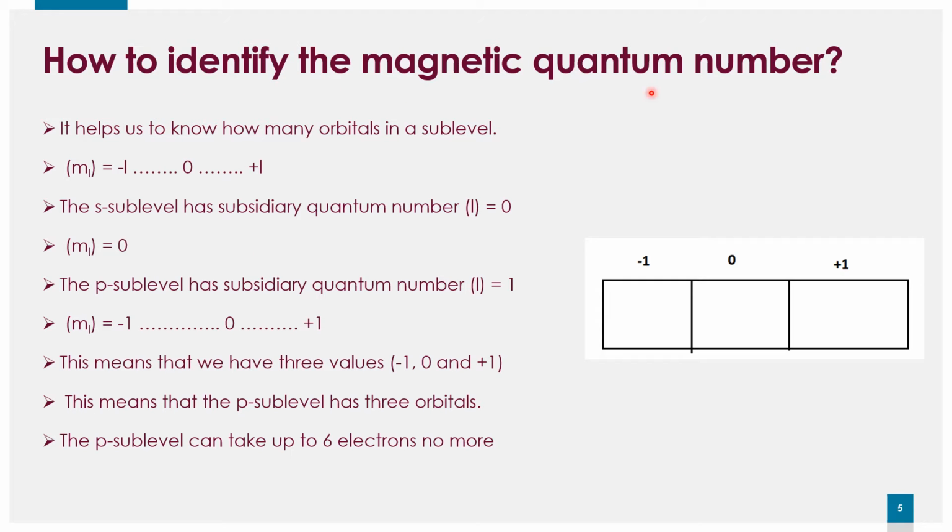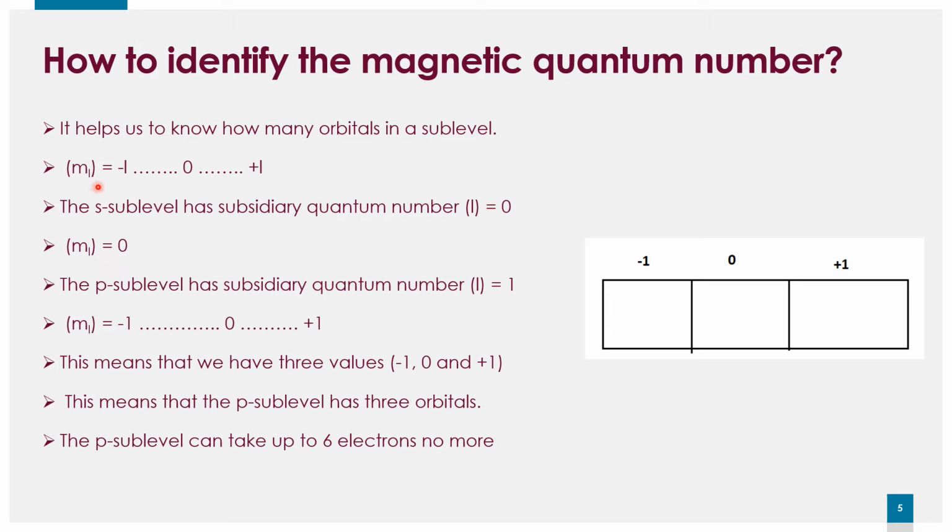Let's talk about the magnetic quantum number. Actually, this number, the magnetic quantum number, helps us identify how many orbitals are in each sublevel. The orbital is like a room or a space in which the electron exists or rotates. So how do I calculate it? The magnetic quantum number carries the symbol ML.